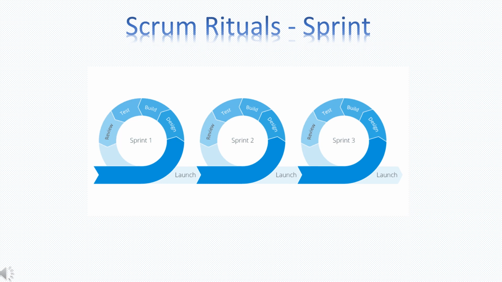A sprint contains, in this sequence, the sprint planning meeting, daily scrum, the development work, sprint review, and then the sprint retrospective. During the sprint, no changes are made that would endanger the sprint goal. Quality goals do not decrease, and scope may be clarified and renegotiated with the product owner as more is learned.